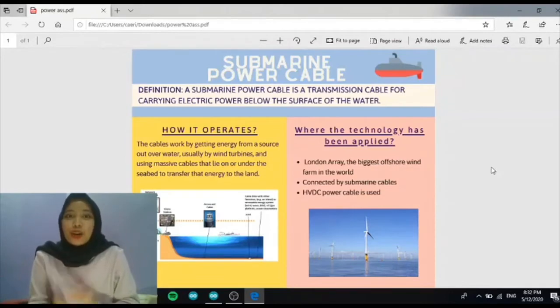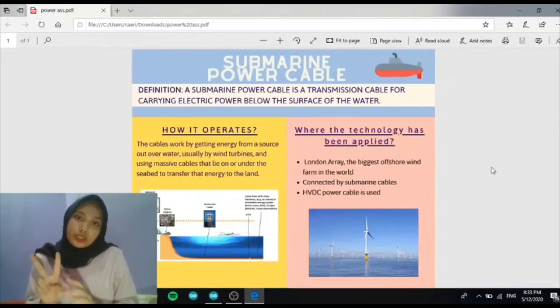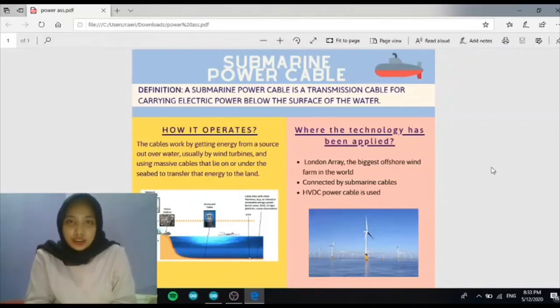So, what is a submarine power cable? A submarine power cable is a transmission cable for carrying electric power below the surface of the water. Why do they call it submarine? They call it submarine because they usually carry electric power beneath salt water. They come in two flavors, which are alternating current and direct current. The selection criteria for this cable are heavily dependent on the route length, voltage, transmission capacity, and grid synchronization.